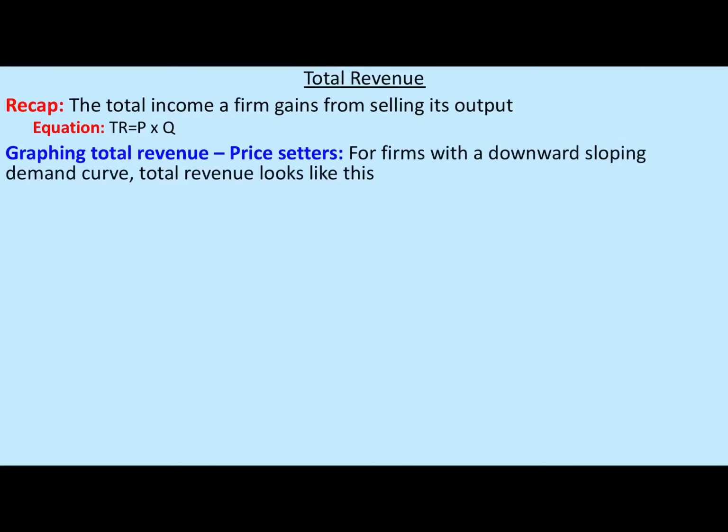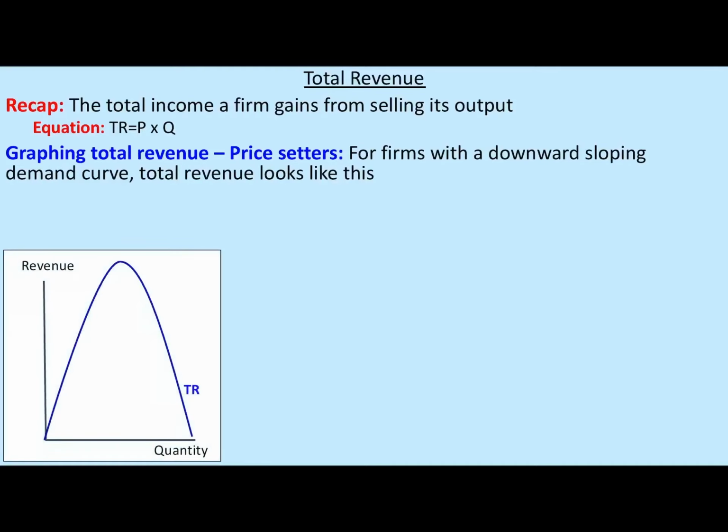We're now going to try and graph total revenue, starting with the total revenue curve for price setters. These are firms with a downward sloping demand curve. Their total revenue looks a bit like this. So we start low at the bottom, going up to a peak in the middle, and then coming back down as our quantity increases.